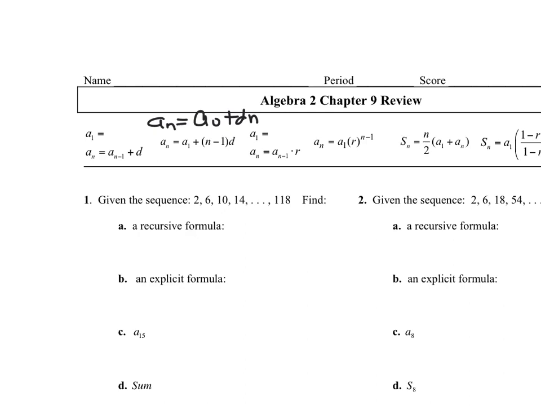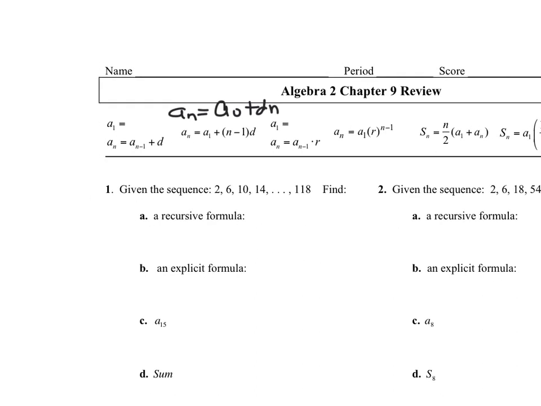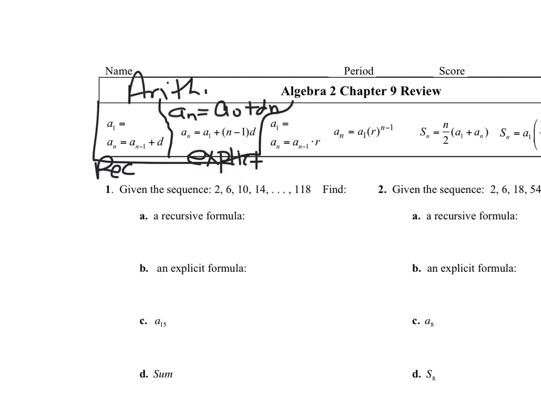Okay, so if you look, these right here are arithmetic. This is arithmetic recursive right here, and this is arithmetic explicit. Both of those two are, okay? And these are arithmetic formulas. Arithmetic has a common difference. Probably not for you, you're pretty quick, but it might take someone the whole period. It's just front and back, it's not too long.